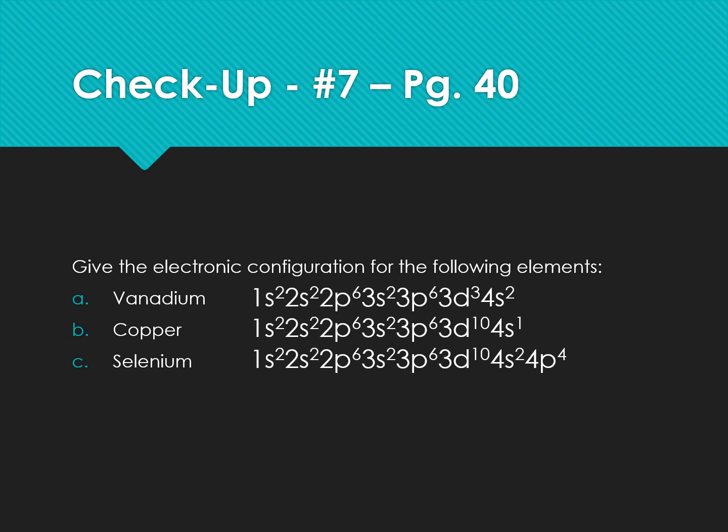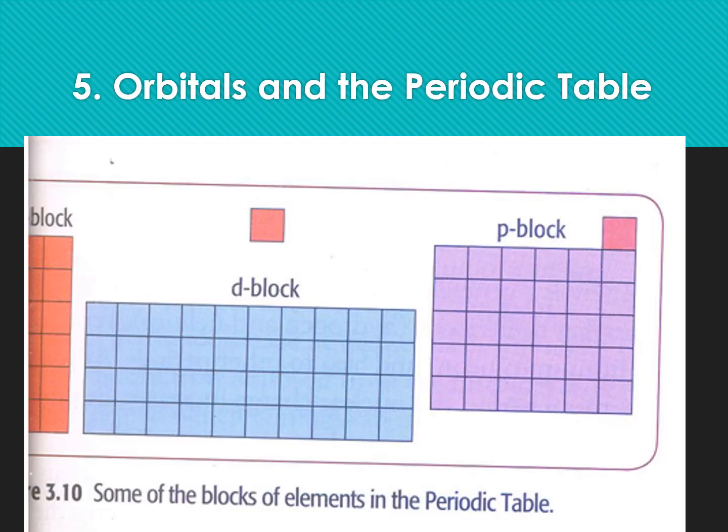And then for selenium, it's in the p block, so it has 4 electrons in the p block, so it's a 4p. So we talk about blocks. The s block is the alkali and alkaline earth metals. The d block is your transition metals, and your p block, besides helium, is the last 6 columns.